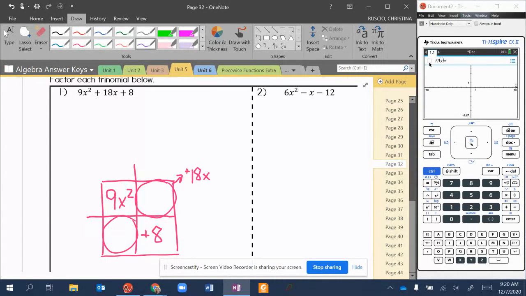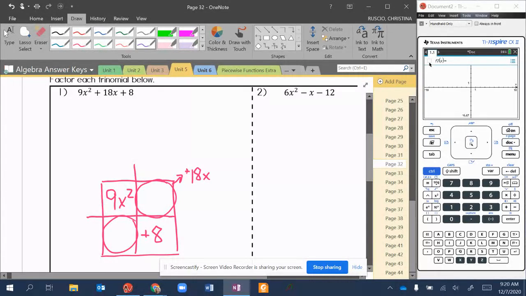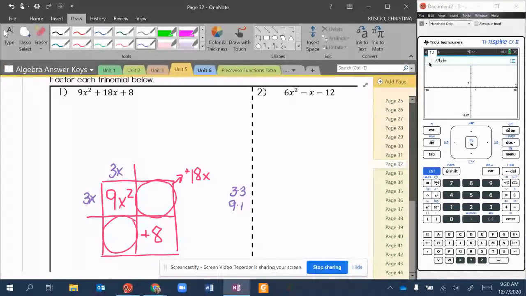So to get 9x squared, we could multiply 3 times 3 to get the 9, or 9 times 1. So I'm just going to write that off to the side. So we could either have 3 times 3 equaling 9 or 9 times 1 equaling 9. I am going to try 3x times 3x first. But I do know that if that doesn't work, then I'm just going to have to try 9 and 1 at some point. Okay, so I know that 3x times 3x is 9x squared.